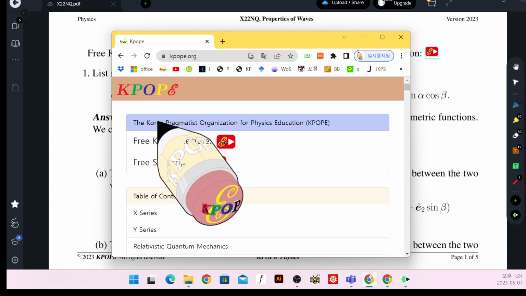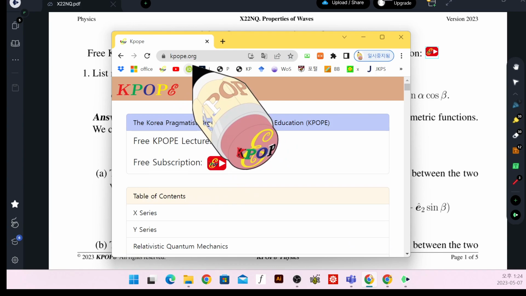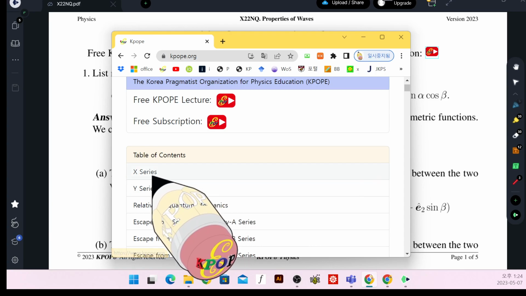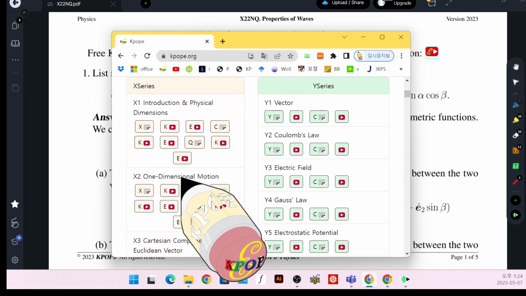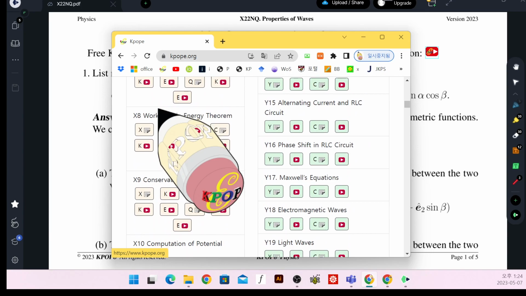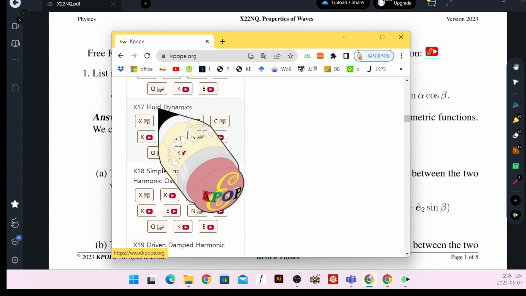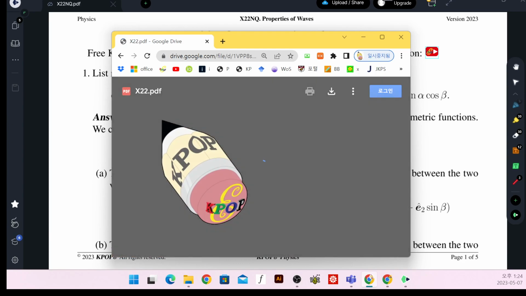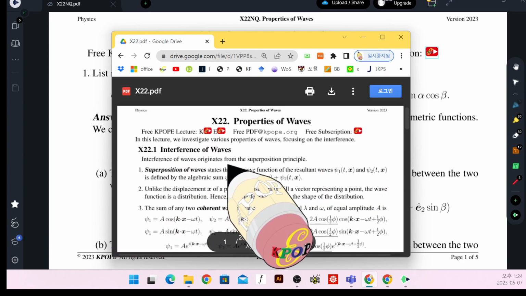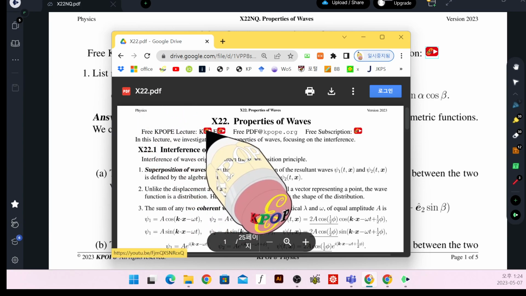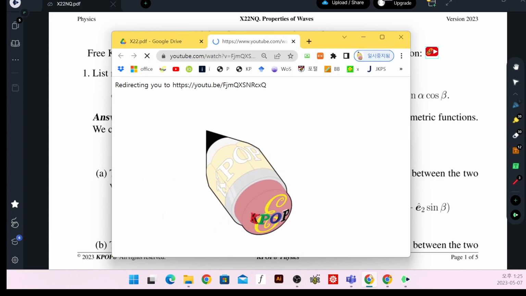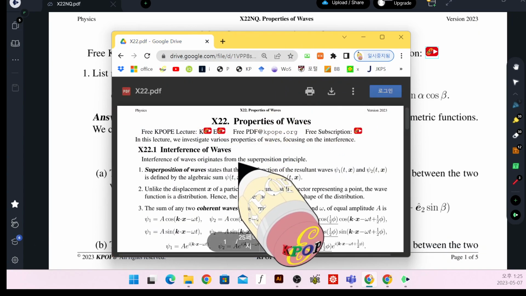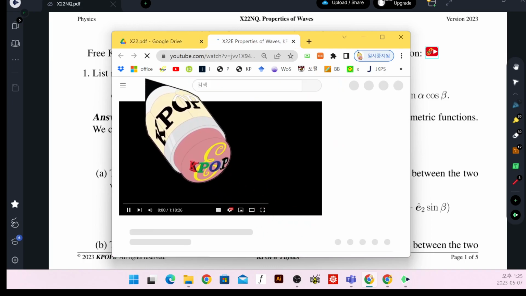You first visit kpop.org, then you will find the table of contents. You click X series, scroll down to find X22. This is the main textbook. If you click this one, you will find the Korean lecture and the English lecture.